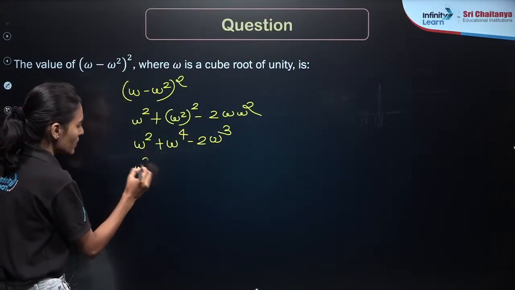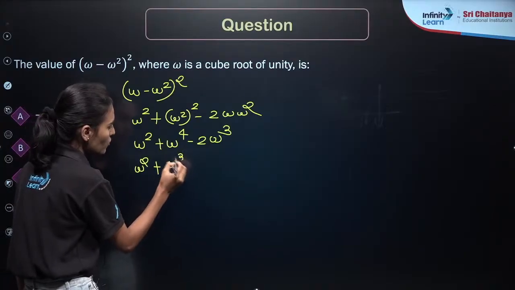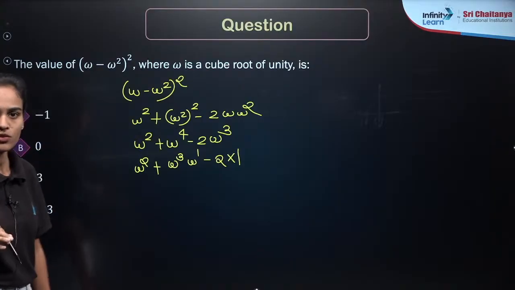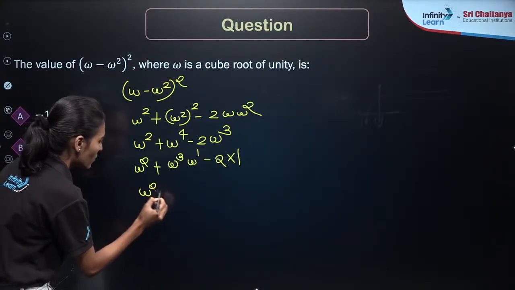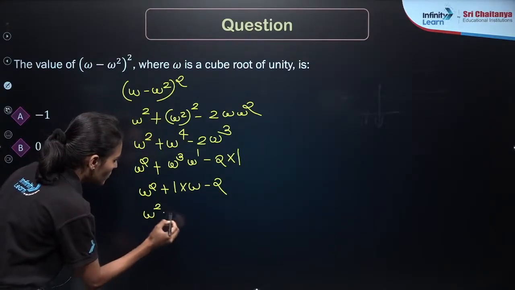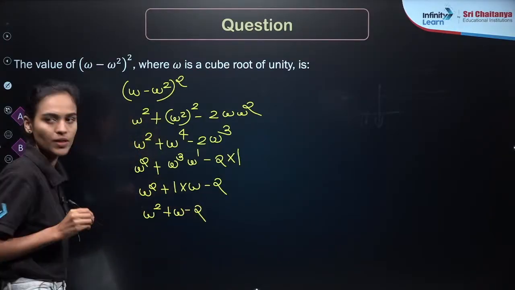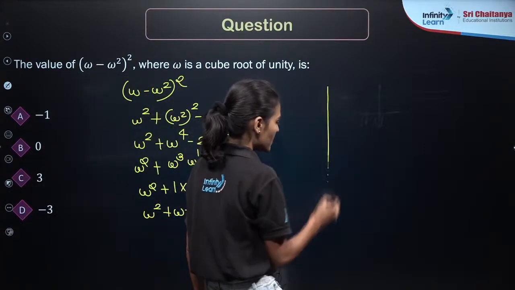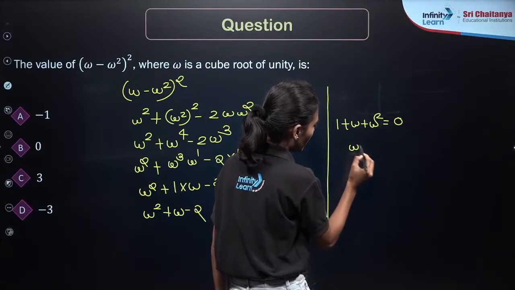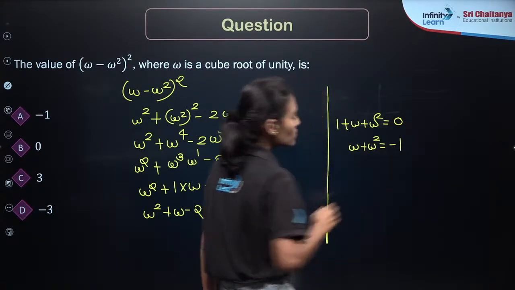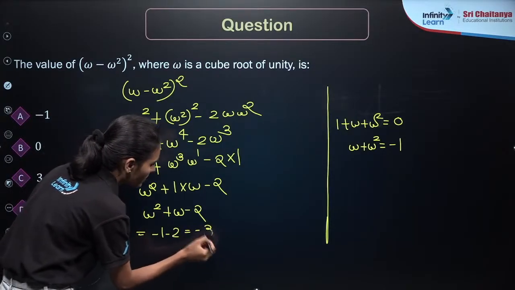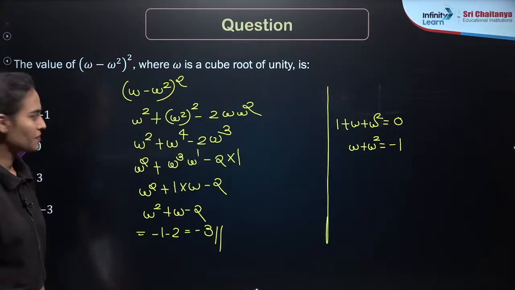So this omega square plus omega power 4, we can write it as omega cube into omega power 1, minus 2 into omega cube is what? Plus 1. So this will be omega square, omega cube is 1 into omega, and this is minus 2. So this is omega square plus omega minus 2. Now we know the property that says 1 plus omega plus omega square is 0. So from here you will get omega plus omega square as minus 1, right? Substitute here. So this is minus 1 minus 2, which is nothing but minus 3, and this is your answer.